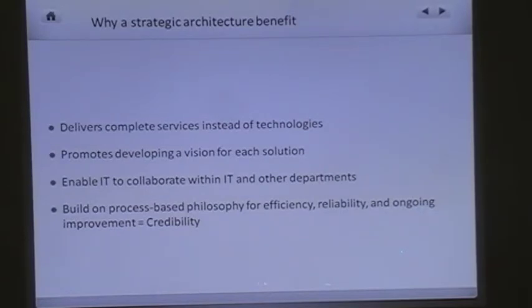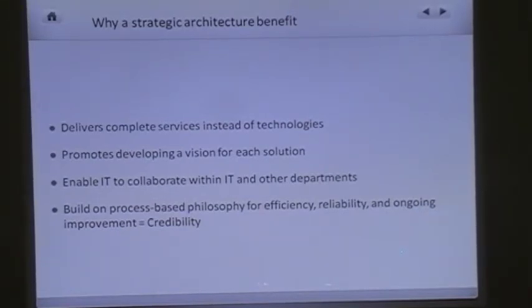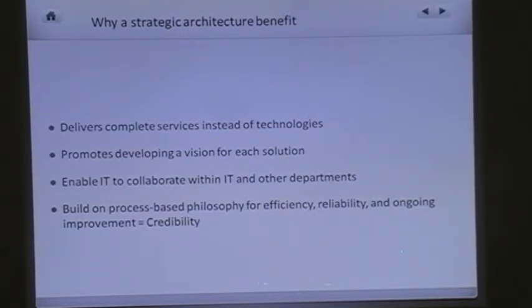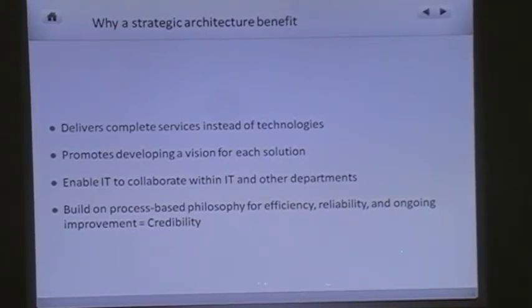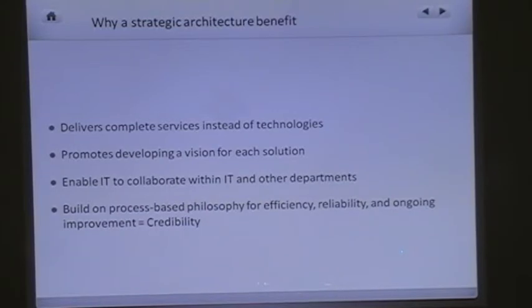Now, what are the benefits of the strategic architecture? The strategic architecture actually delivers complete services instead of technology. That means if you are looking at deploying a particular solution or a service, let's look at a server infrastructure within a college. When it is deployed, it is a technology. That technology is being deployed to promote better print management, better centralized management of its resources, which could be related to printing, to the usage of the internet, to usage of software, things like that.